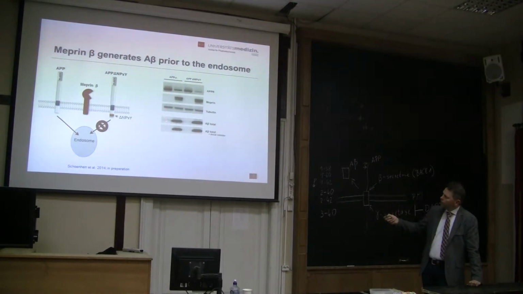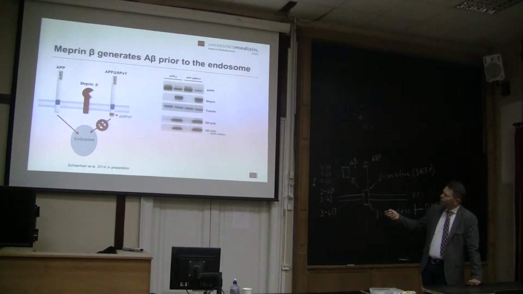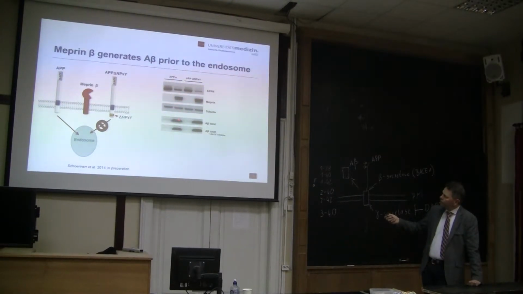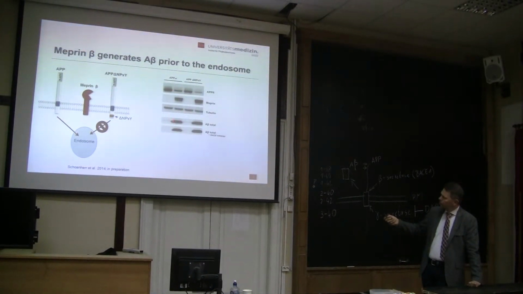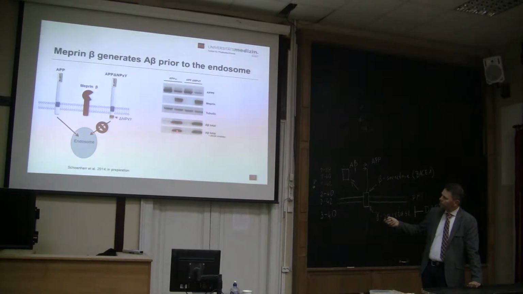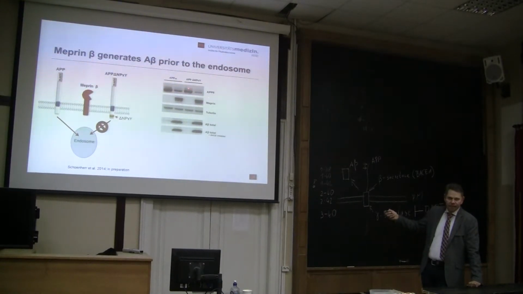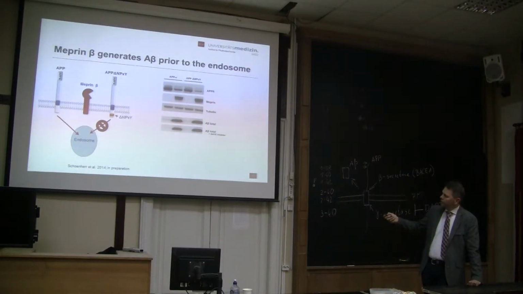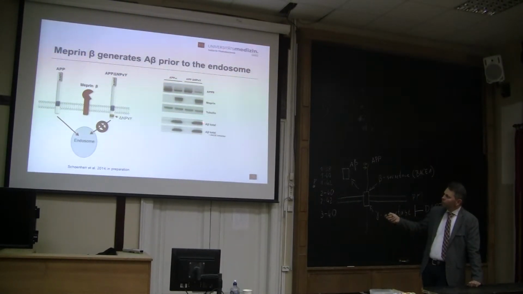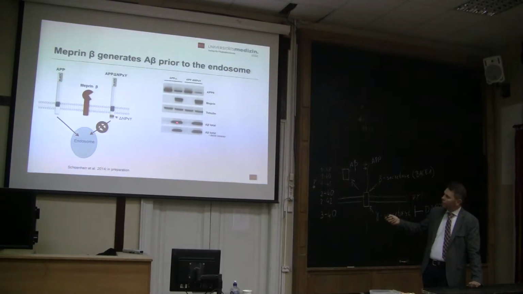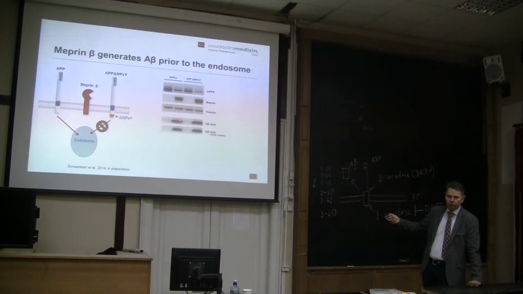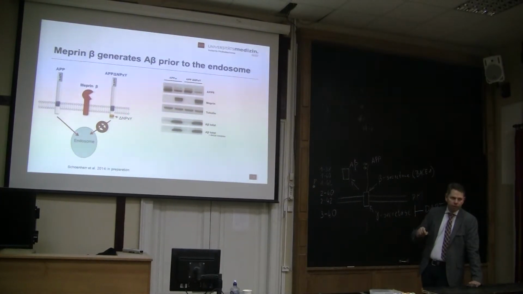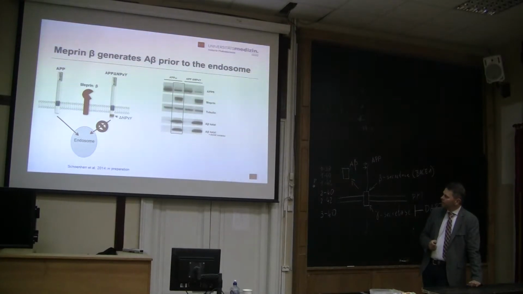Under normal conditions, you have a little bit of Aβ here, but when we co-express meprin, you see a lot of Aβ, even in the presence of a BACE inhibitor. These APP delta NPXY constructs normally don't produce Aβ, which you see here. But when co-expressed with meprin, even they produce as much Aβ as the wild-type APP. So we do not need the endocytosis of APP for meprin to generate Aβ peptides.